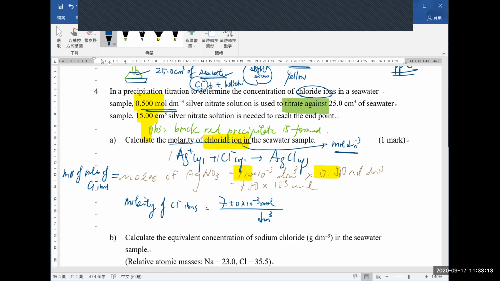So I just want to know the volume of chloride ion, right? Chloride ion, yeah, this is in seawater, okay? So it is 25.0 times 10 to the power minus 3. Okay, you get my point, which is equal to 0.300 mole per dm cube. So this question is an easy start. The reason behind is that the equation tells you silver ion and chloride ion react in a 1:1 mole ratio. Okay, can you get my point?